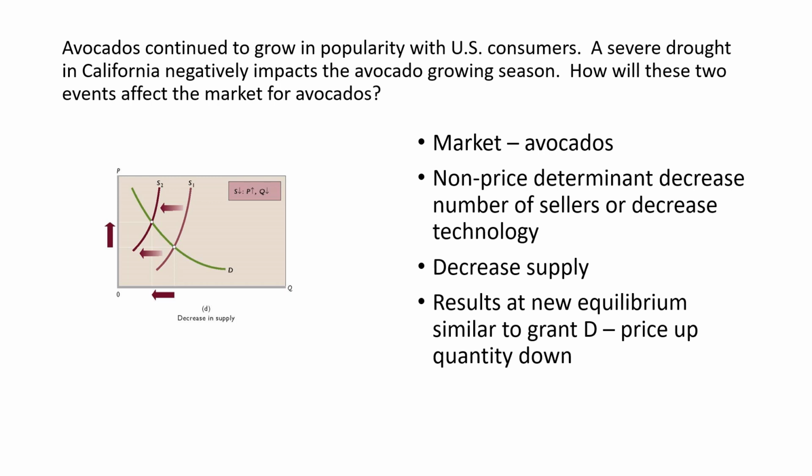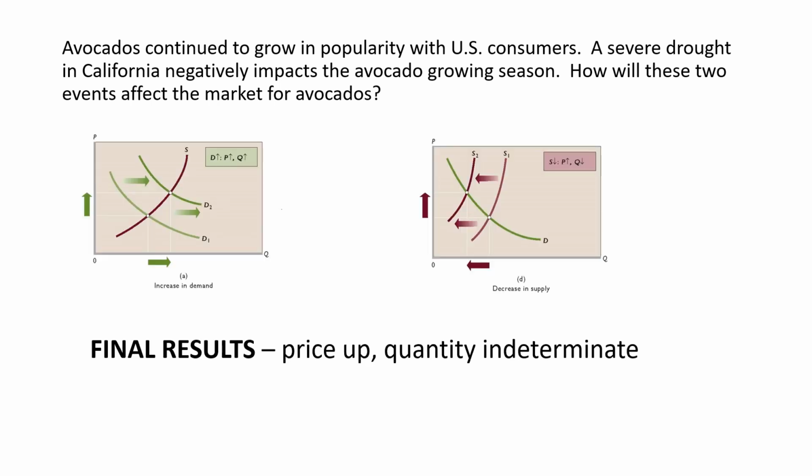But considering both simultaneously, what happens? Final results, the increase in demand drove up price. The decrease in supply drove up price. The increase in demand, quantity up. The decrease in supply, quantity down. Price up, quantity indeterminate. That was a challenging one. Hopefully you did well on that problem.